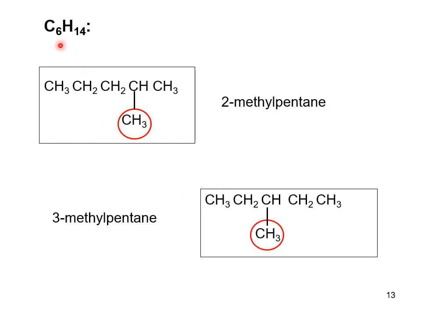Same for C6H14. It's a straight chain. 1, 2, 1, 2, 3, 4, 5. That's why it's 2-methylpentane. This one is methylpentane as well, but the position of the substituent is at carbon C3. 1, 2, 3. That's why it's 3-methylpentane. Again, besides the functional group, the different position of a substituent can also give positional isomers.